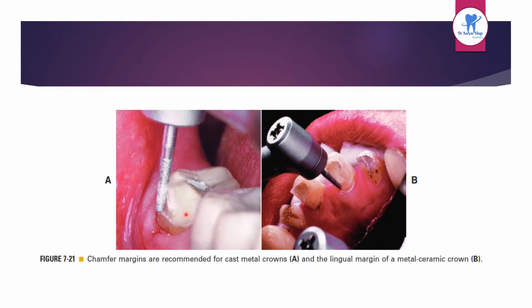Here are the chamfer margins which are recommended for cast metal crowns, as well as the lingual margin of a metal ceramic crown. That is about the chamfer.